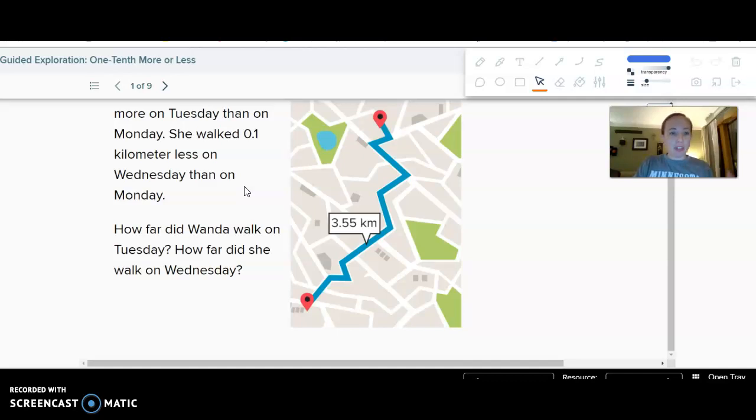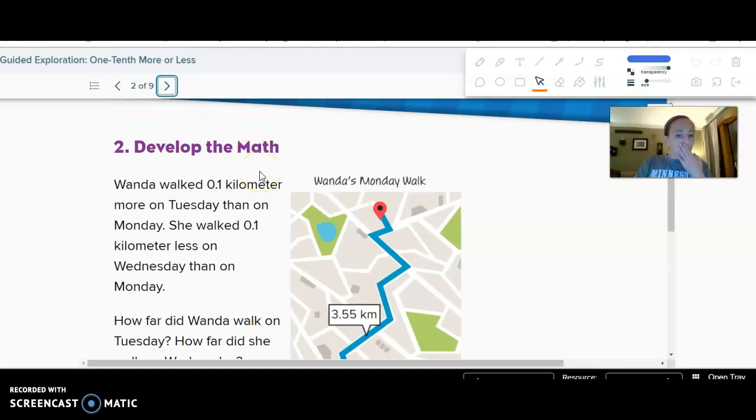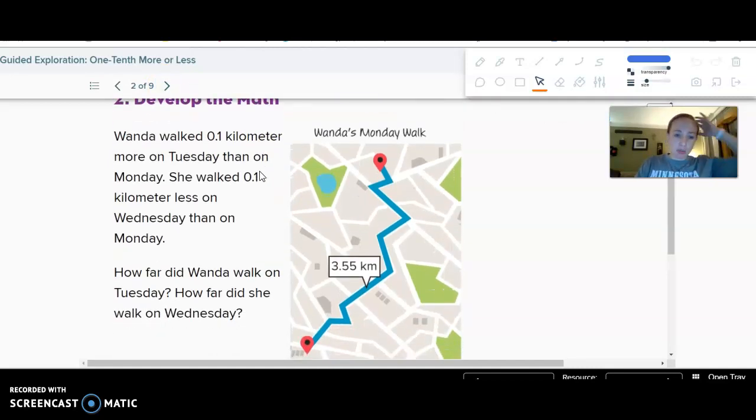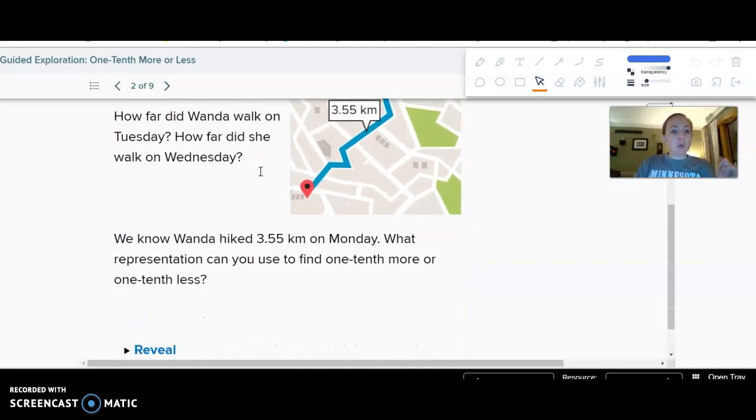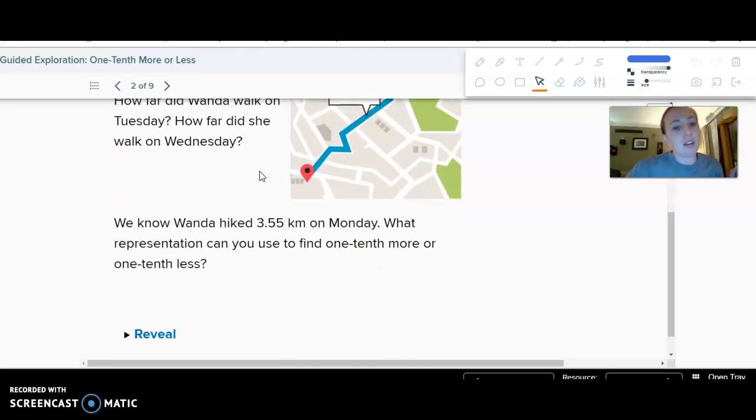So how could we figure that out is what we'll be thinking about today. So again, this is just restating it. How far did she walk on Tuesday and on Wednesday? We know that she hiked 3 55/100 of a kilometer on Monday.